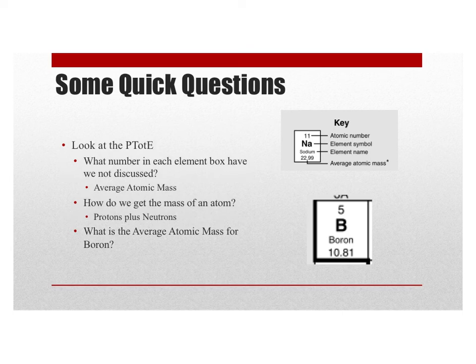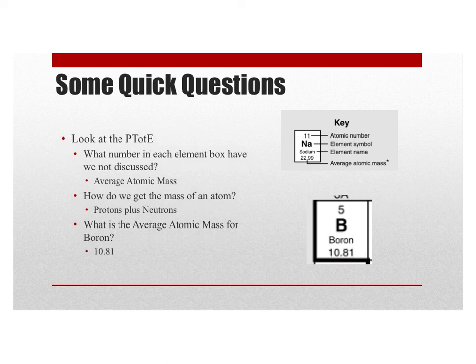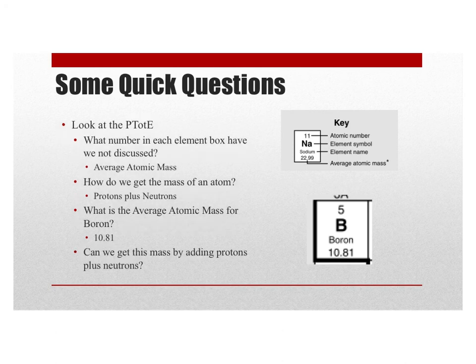Now if we take a look at boron on our periodic table, the square looks like this. We ask, what is the average atomic mass for boron? Well, the answer is 10.81. So the question then is, if we know that the mass of the atom is protons plus neutrons, can we get that mass, 10.81, by adding protons and neutrons?